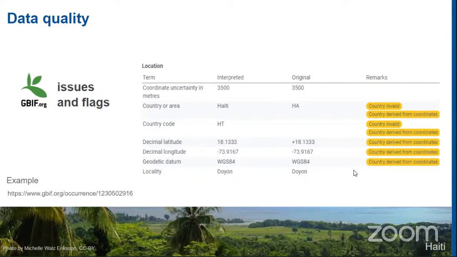In this case, for the location terms. And also here, let me go back. You see that there are different terms. There are the remarks, and there are two columns: one is interpreted, and one is original. The original is the original data that was provided. So the provider published this data. And this is the interpretation that GBIF does based on the original data.